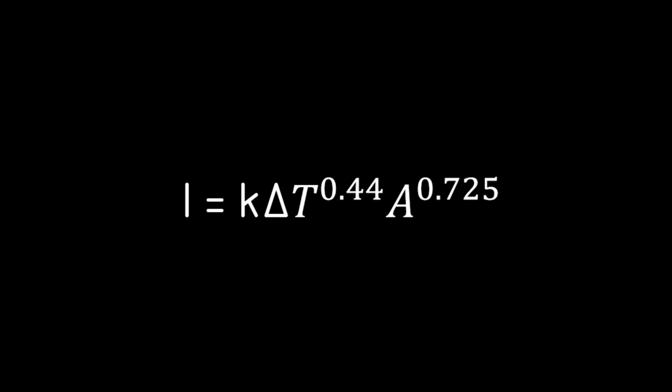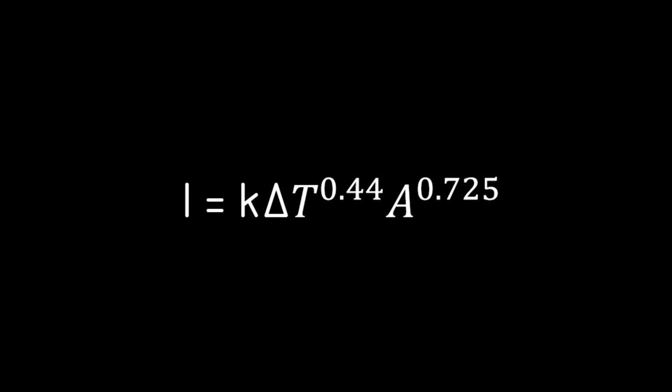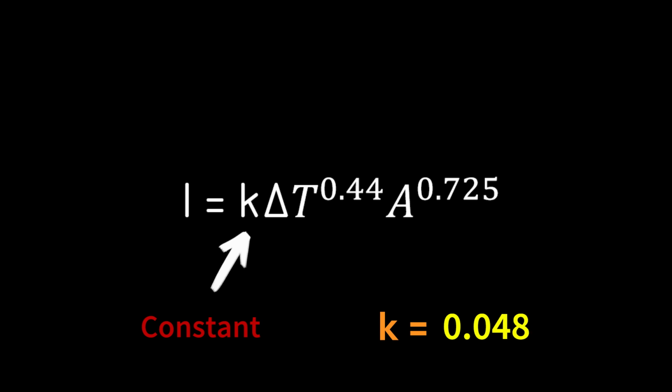I equals K multiplied by delta T to the power 0.44 multiplied by A to the power 0.75. I denotes the current going through the trace in amperes. This depends on the electronic equipment you are using. For example, 1.7 amperes for NEMA 17 motor. Letter K is a constant. K equals 0.048 for outer layers and 0.024 for inner layers.